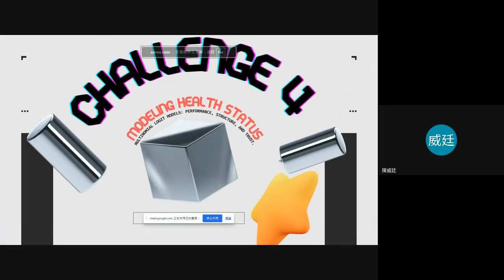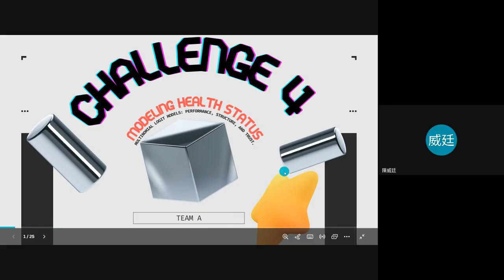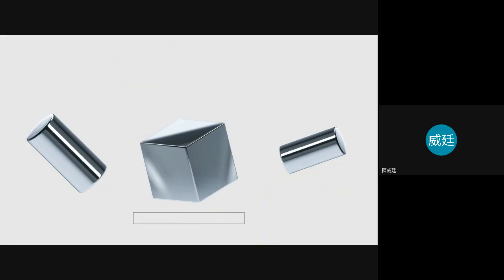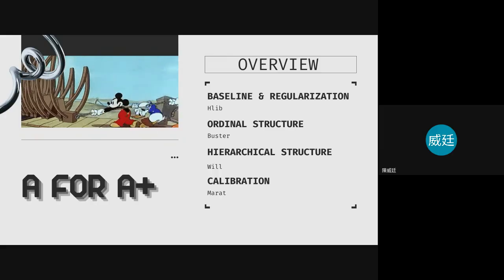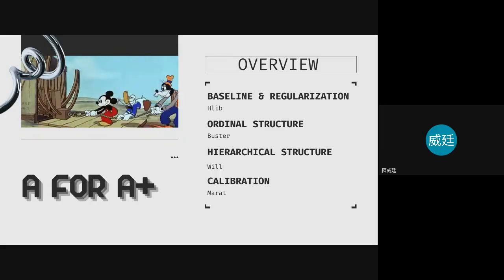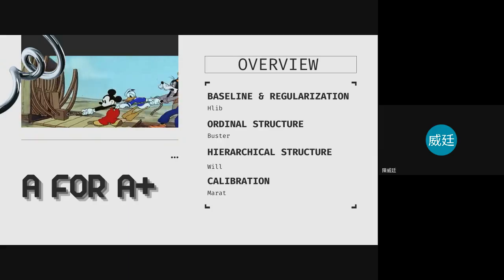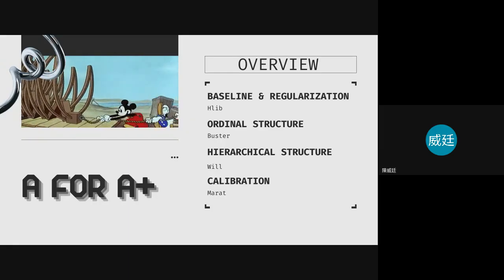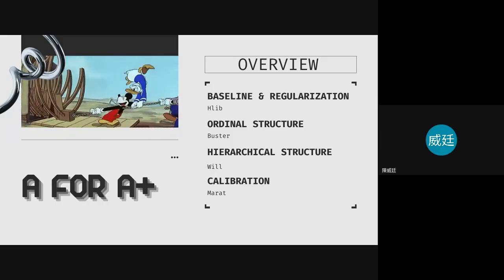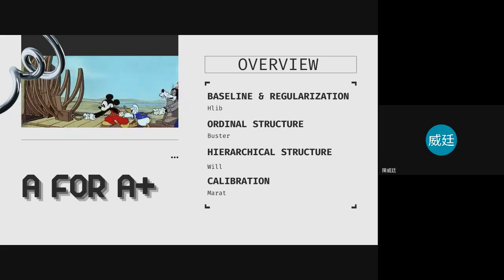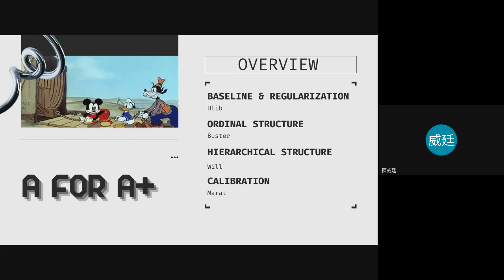Hello everyone. We're Group A. And you're late? Yeah, we're not late. Okay, and this is our overview. We split the task into 4 parts. First part is baseline and regularization, is for Philip. The second one is for Booster. The third one, hierarchical, is for me. And I'm Will. The final part, the calibration, is for my rod.